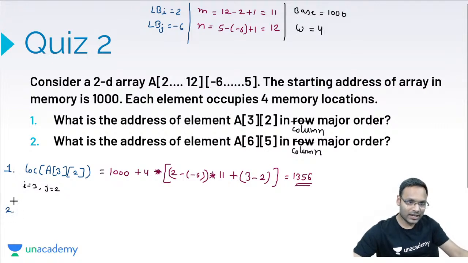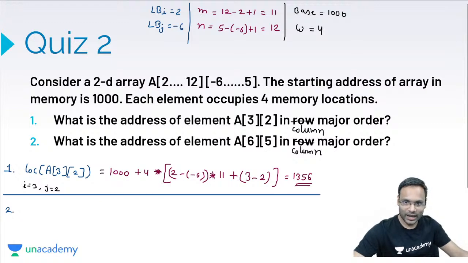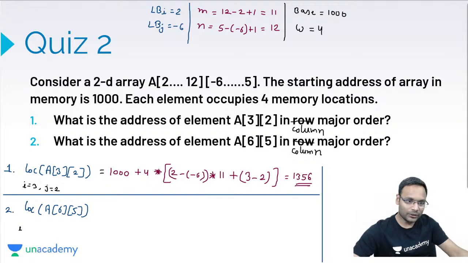Second one. Let's try to get the second one's answer also. I guess you have already calculated. I am just verifying whatever you have done. Look at this. LOC of A of 6 comma 5. Let's see how to do that. I value is given as 6. J value is given as 5. Put the values in the formula and get the correct answer.